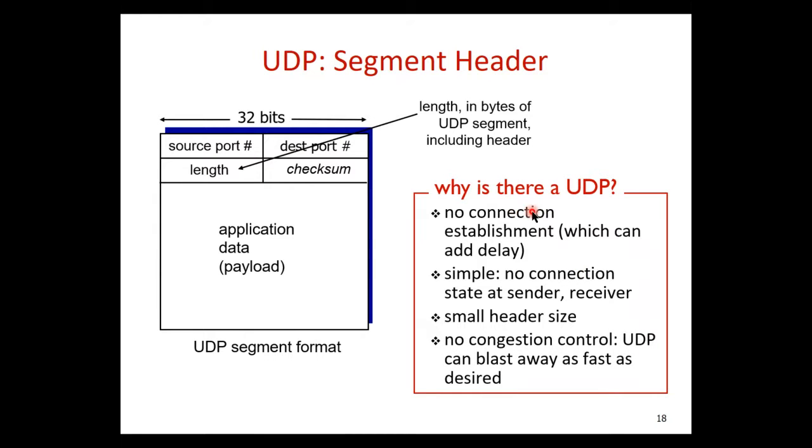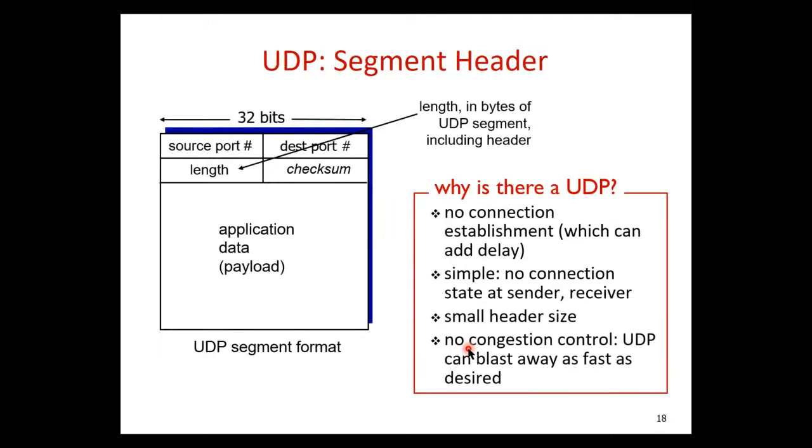Another reason why you may want to use UDP is that it's simple. You don't need to set up a connection, the header is small, and you do not have congestion control. If there's no congestion control, the application can blast data as fast as it wants. The sender is not throttled by anything. It may be a plus, it may be a minus, but again, it depends on your needs and what you want to do.